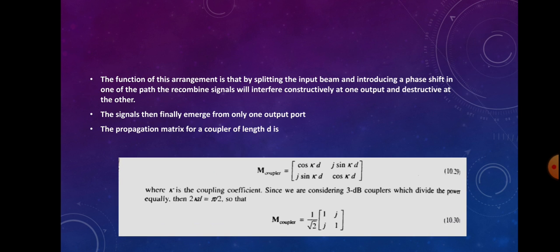So the propagation matrix for that coupler, M coupler, will be equal to [cos kd, j sin kd; j sin kd, cos kd]. This is the propagation matrix for the coupler.